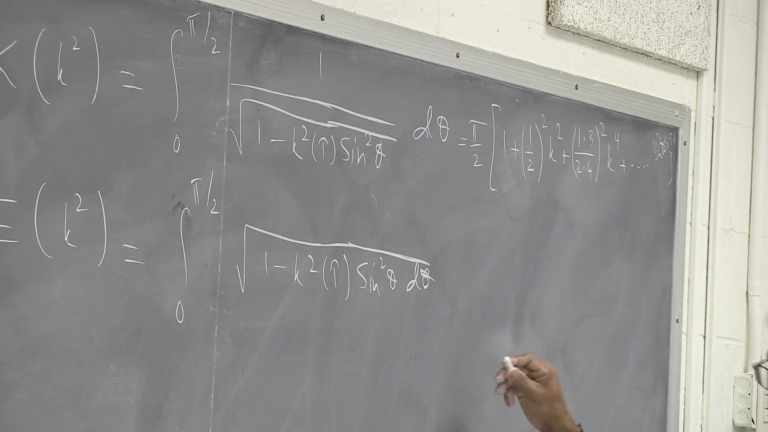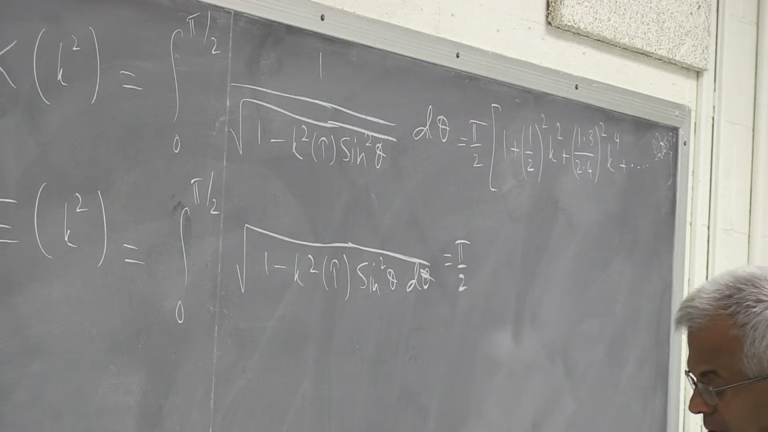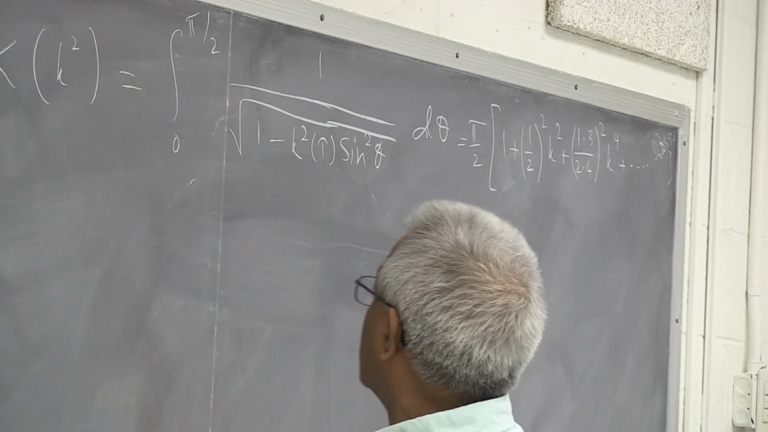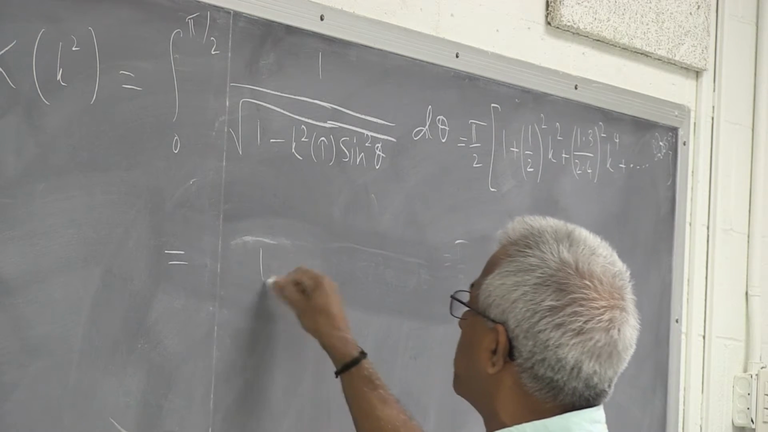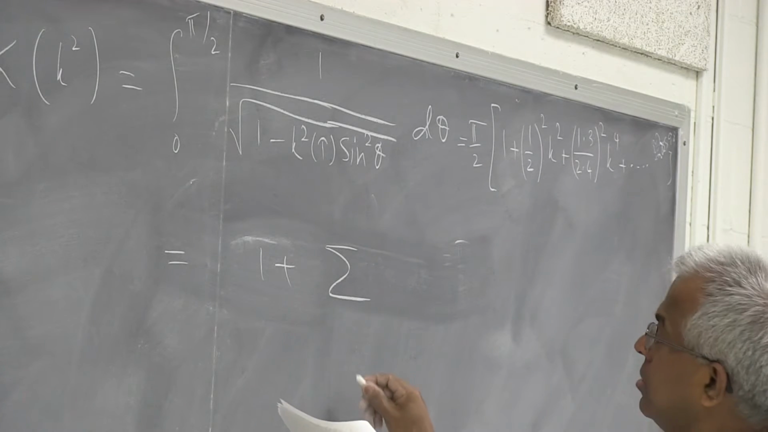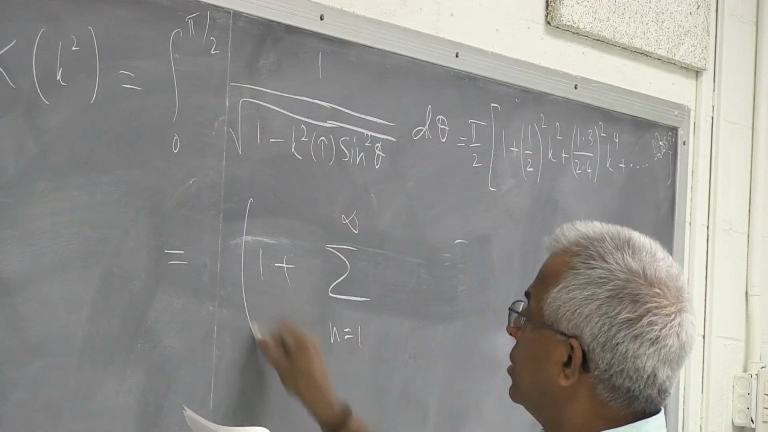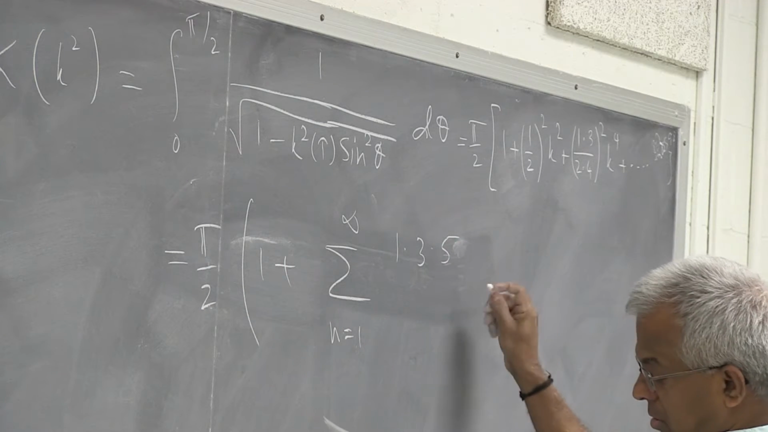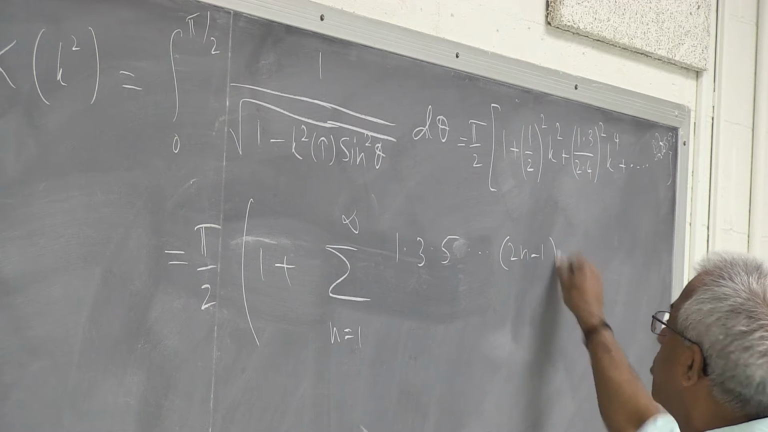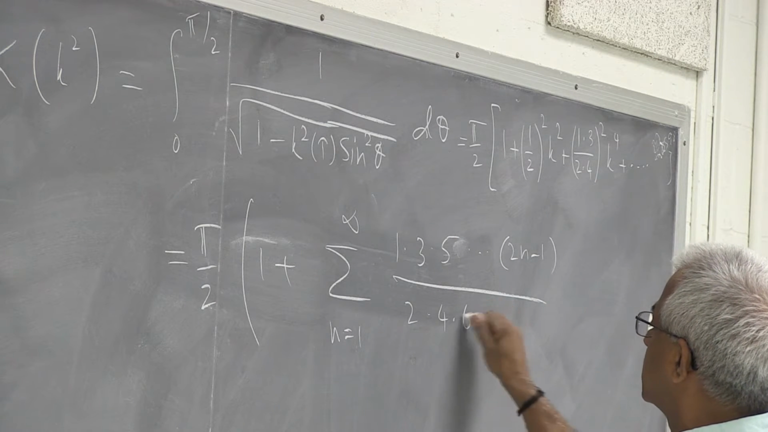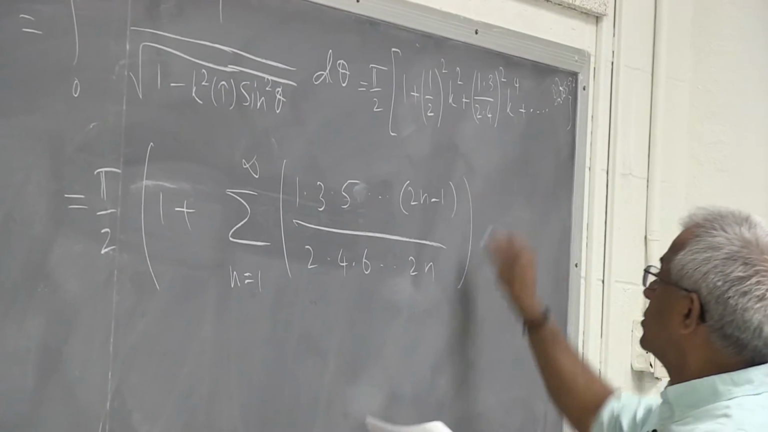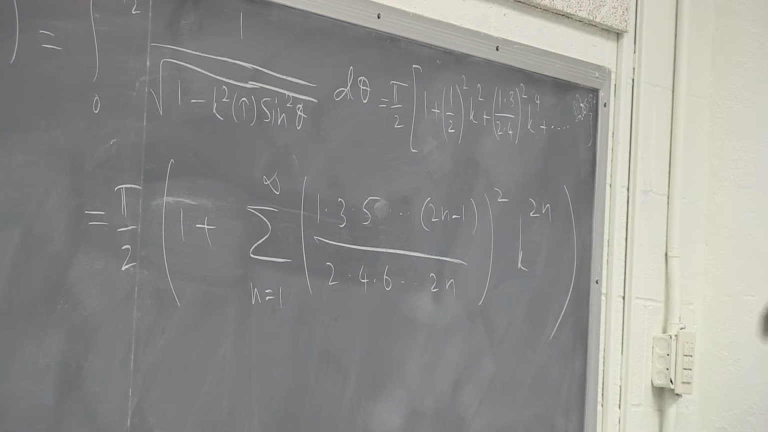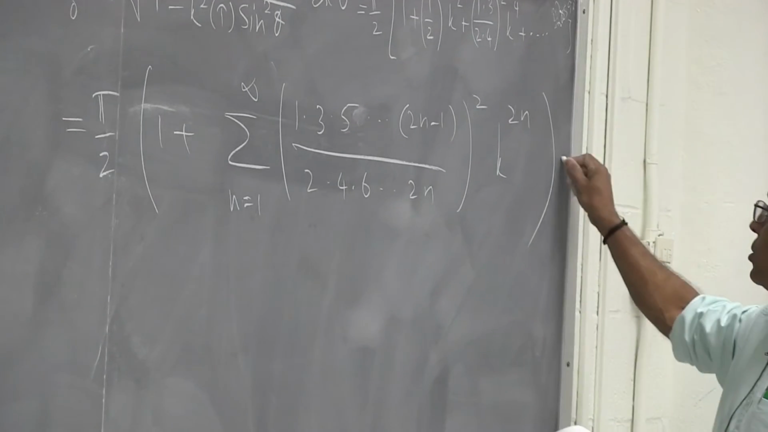That's the expansion there. So in general, if you want to write this, we can write this as 1 plus the summation, n equal to 1 through infinity, the whole thing with pi by 2 outside, of (1·3·5 etc. up to 2n minus 1) over (2·4·6 etc. up to 2n), the whole thing squared, k to the power 2n. That's the first hypergeometric function. So I'm going to call this 2.